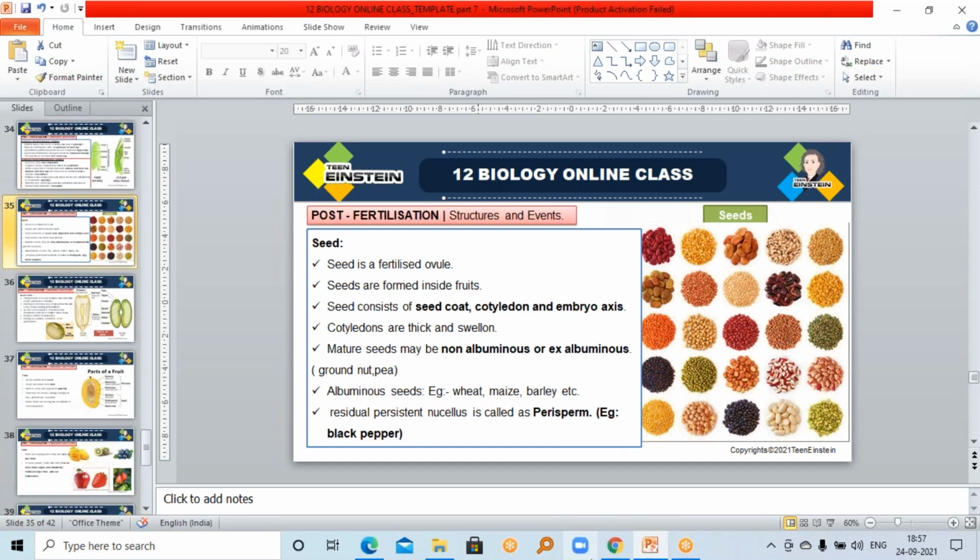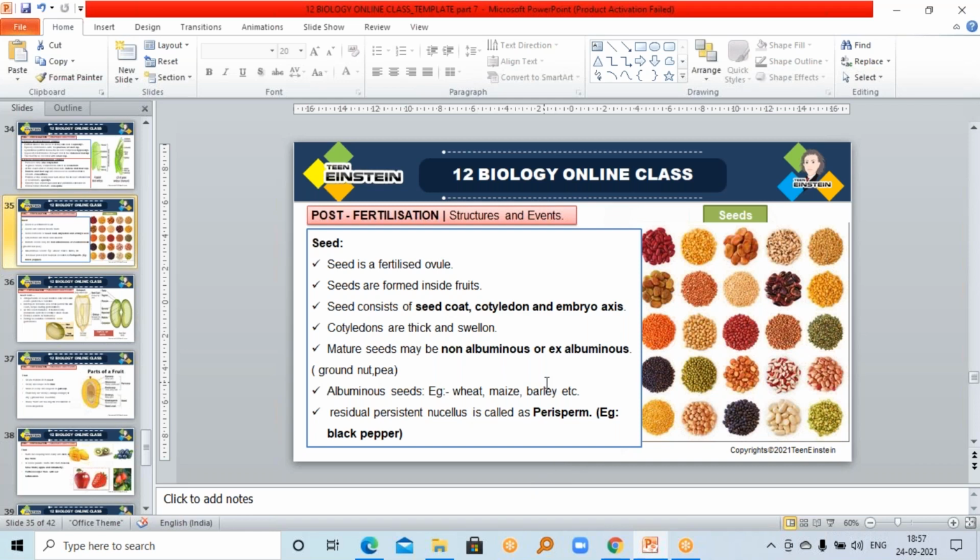Albuminous seeds mean that some amount of endosperm is still remaining. Remnants of the endosperm will still be present as reserve material. In maize, barley, wheat and others, you can see they are albuminous seeds, where the residual endosperm remains as a reserve food material.